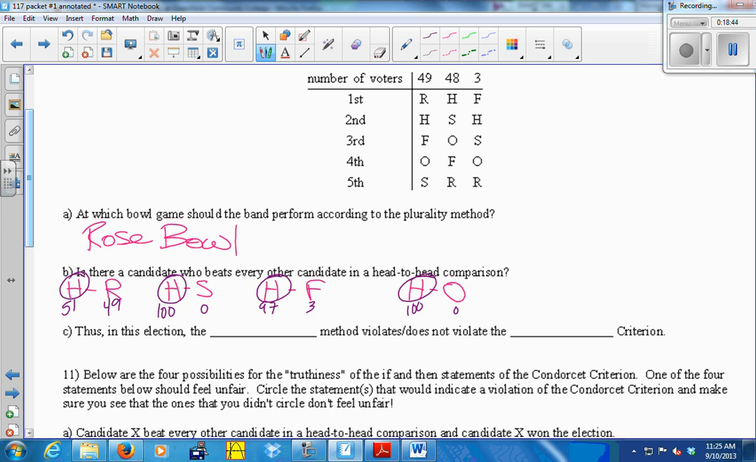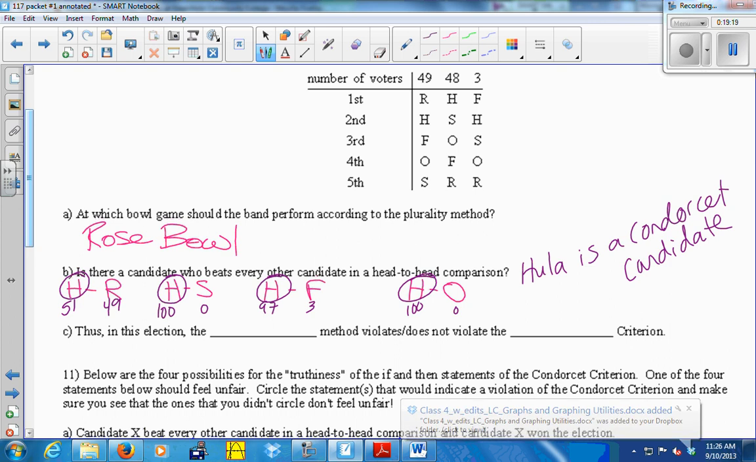Okay. So Hula, when you match it against anybody else, head-to-head, Hula wins every matchup. Hula will always win. So that's what the Condorcet criterion says. It says that if there is a candidate preferred head-to-head over anyone else, then they should be the winner of the election. Okay. So Hula, we say, is a Condorcet candidate. You could also call them an undefeated candidate. In their head-to-head matchups, they're undefeated.